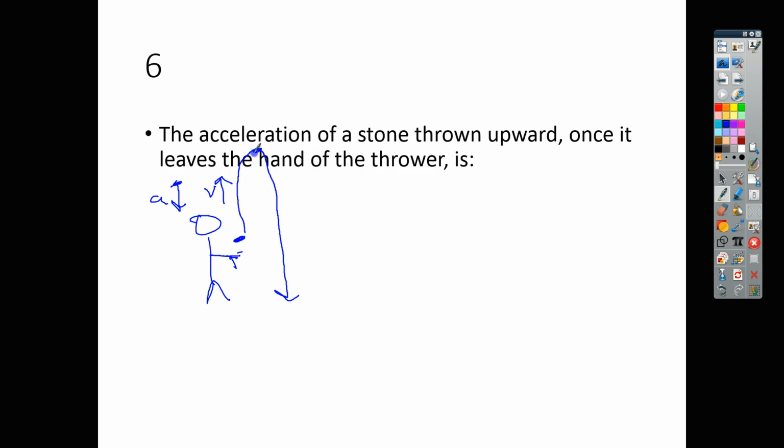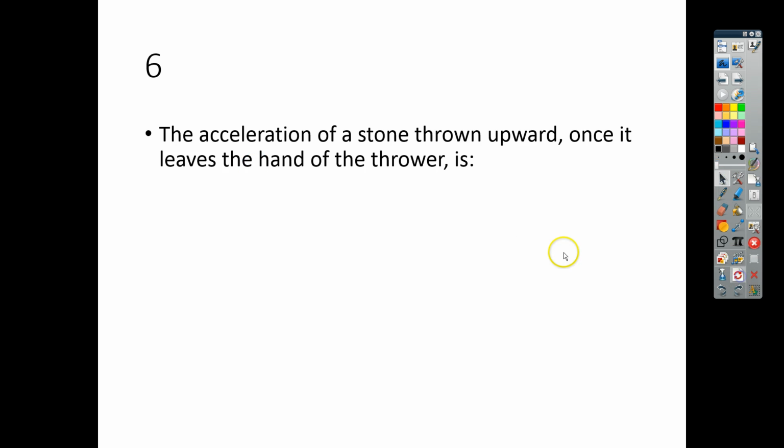When the rock hits the top, it doesn't have any speed at all. But when it gets here, it's actually starting to speed up. So it goes faster and faster as it goes down. And it goes faster because both the velocity and the acceleration are in the exact same direction. So notice that this acceleration and this one are both down. So once it leaves the hand of the thrower, this acceleration is always down. So the acceleration is always down.